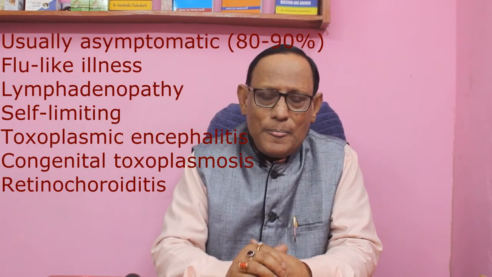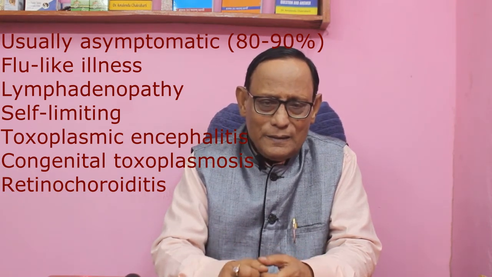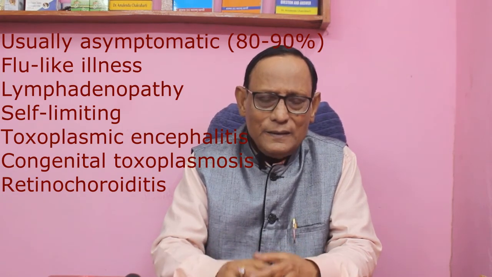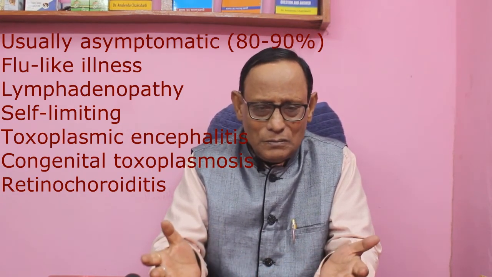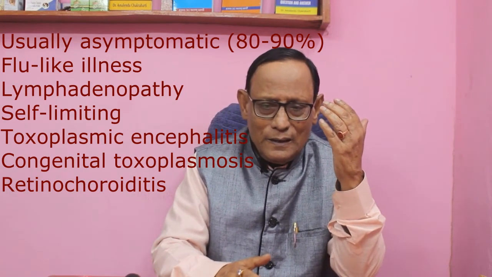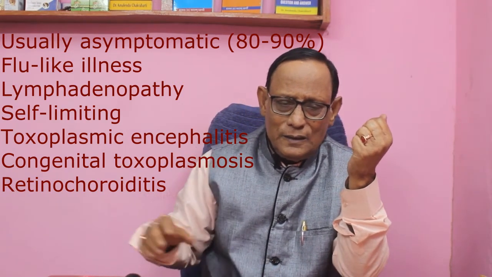And generally the signs are more or less asymptomatic, but sometimes a flu-like illness, lymphadenopathy, sometimes it goes automatically self-limiting, sometimes there will be toxoplasmic encephalitis, congenital toxoplasmosis, or retinochoroiditis. You see here, the child is affected with Toxoplasma because in the mother's womb, it has acquired the infection.